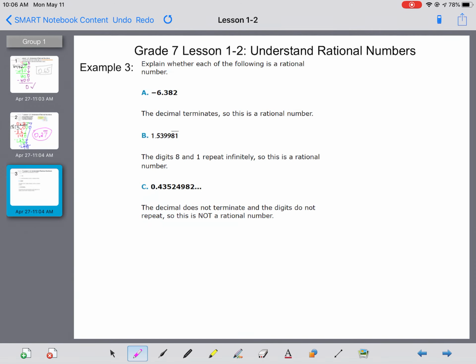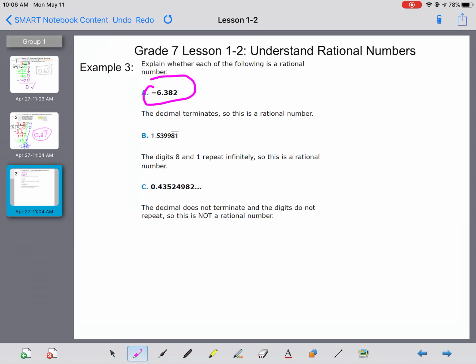Last but not least, example 3. So I put the answers on the page for this one, but I'm going to explain them. So explain whether each of the following is a rational number. So let's all look at A. A says negative 6.382. Well, that doesn't go on forever, and it actually stops. So it could go on forever if it repeated, or it could just stop. This is a terminating decimal because it stops.